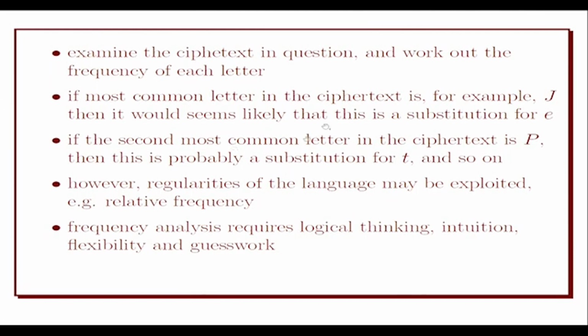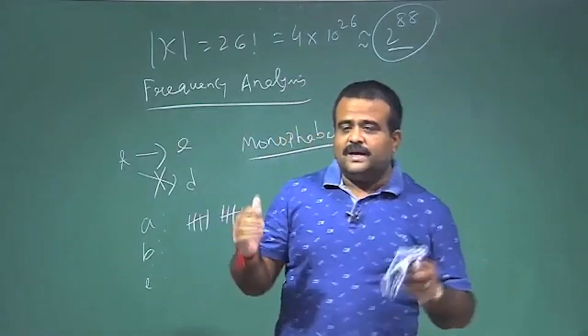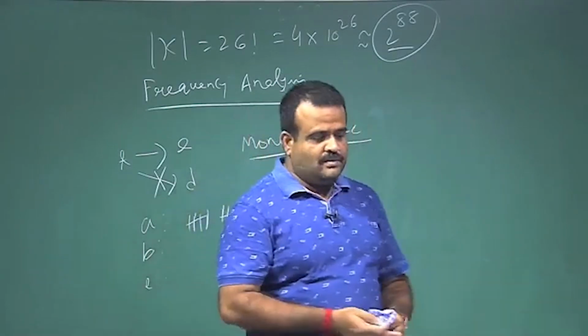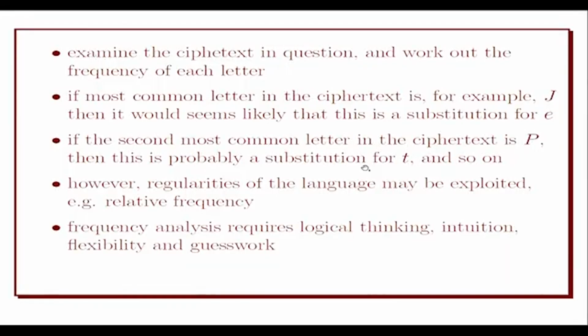Then J is likely the substitution for E, and then if we see P is the next most frequent letter, we know that T is the next highest frequency letter in the English text, so we can say that T is substituted by P. Like this we will do the frequency analysis, and there will be some gaps, and those gaps we need to fill up by our intuition or by some trial and error method.